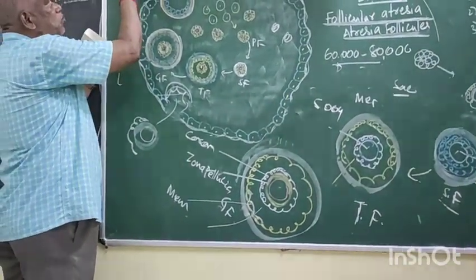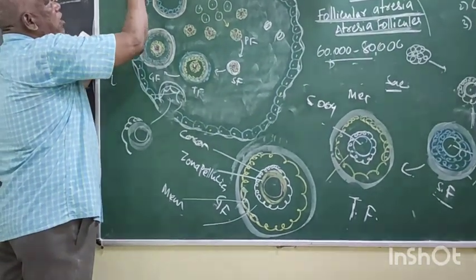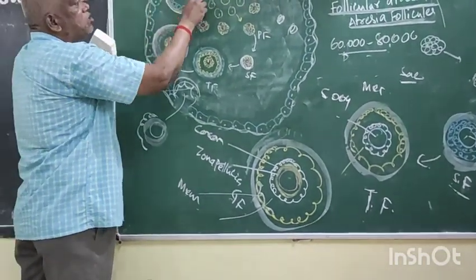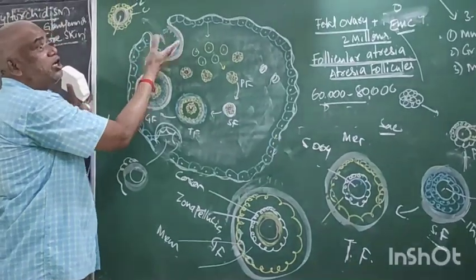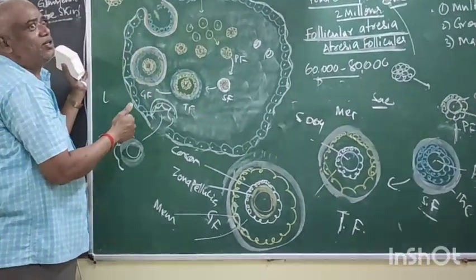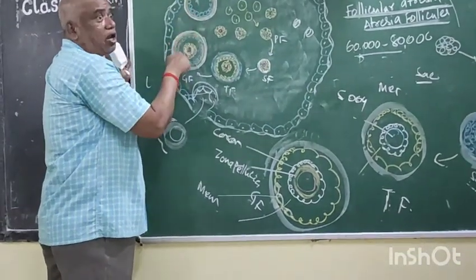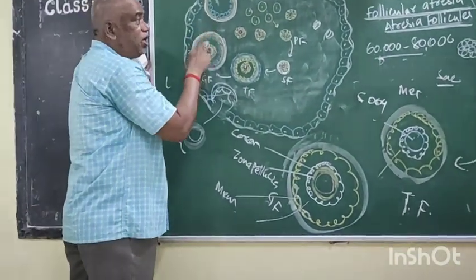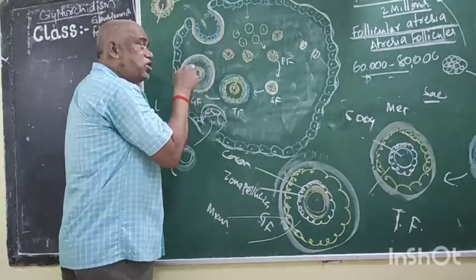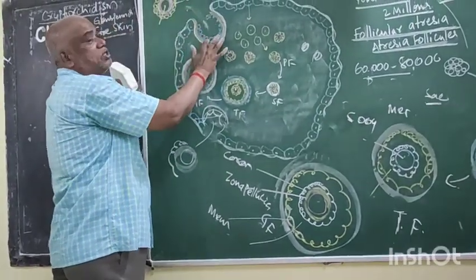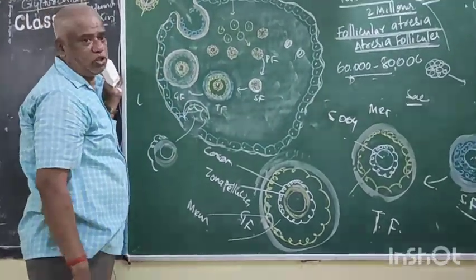Now this is the secondary oocyte. This is zona pellucida. It is corona radiata. Now what is this? Empty Graafian follicle without secondary oocyte. This one is Graafian follicle with secondary oocyte. This is the empty Graafian follicle. Now it is called corpus luteum.